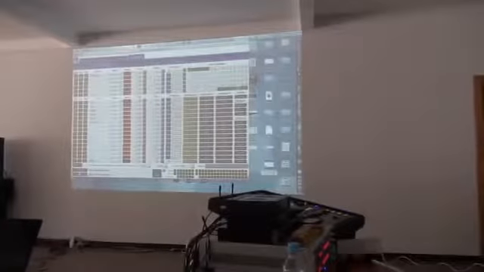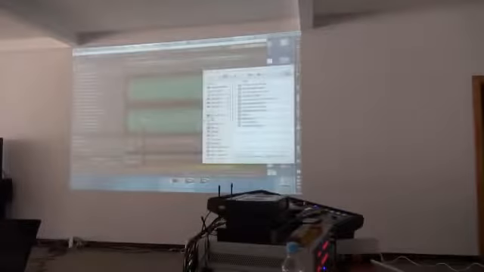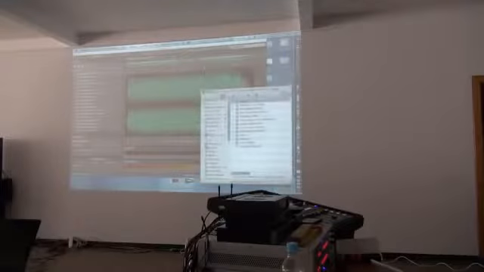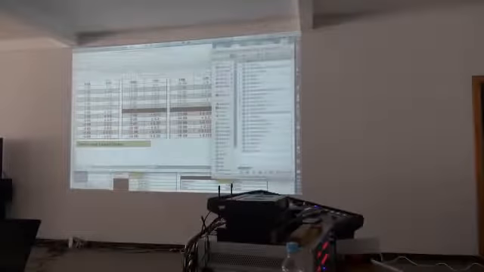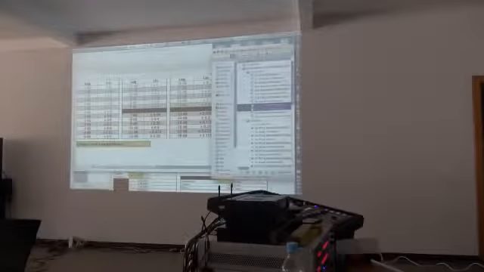Let me play the file. Look at this. I have two files. One is called pink noise mono and the other is called pink noise stereo. This one is pink noise mono, left and right, but it's called mono. And this one is called pink noise stereo, left and right.